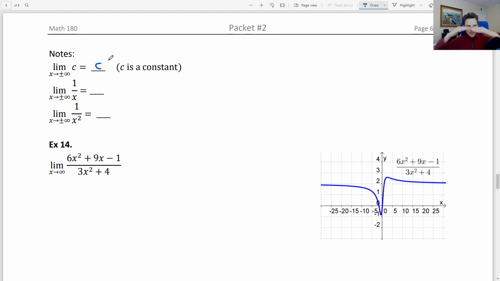Remember, the constant is just a horizontal line, and so if you take the limit as x approaches positive or negative infinity or any particular number, it's just going to still be that constant. The constant is not affected by what the x values are doing. It doesn't really care what x is doing.